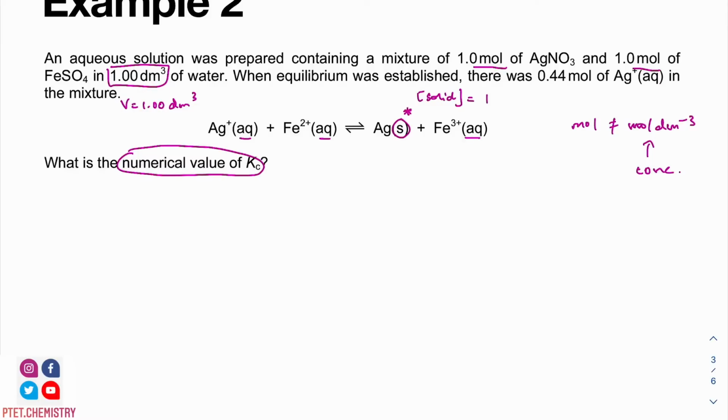Alright, so if I write down the expression, it is the concentration of the product, where I've already taken the concentration of the solid to be unity.